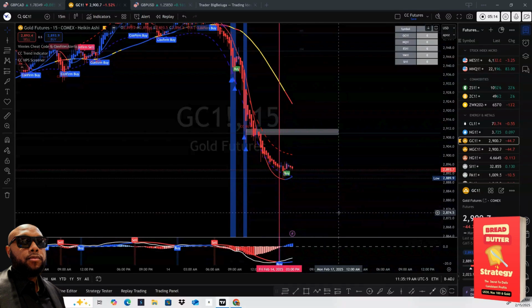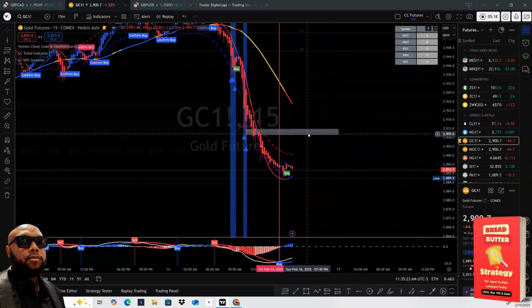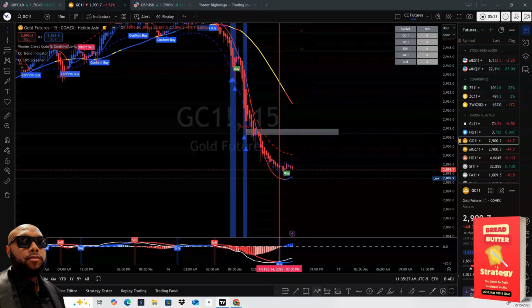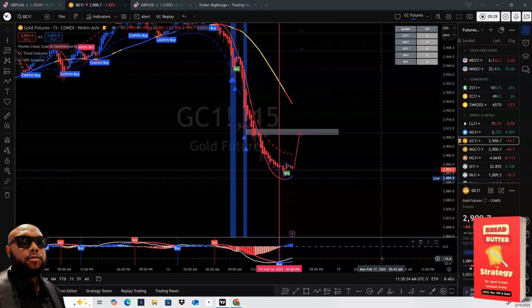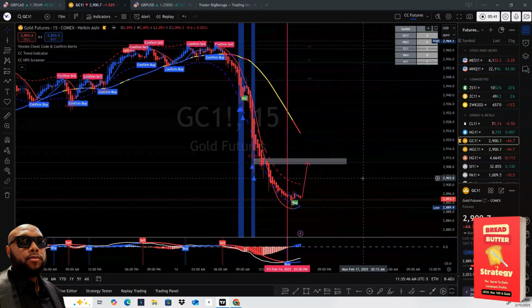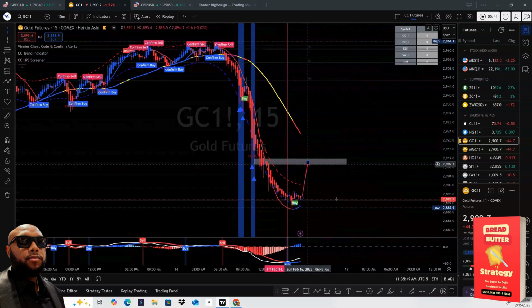Okay, and where's going to be our first target? Our first target is going to be this H4 resistance right here, where this gray line is at. We're going to look to take our TP at that resistance area, because remember, this is a pullback trade. We don't want to stay in this trade too long, because price is bearish. We're below the 47 moving average, so keep that in mind.